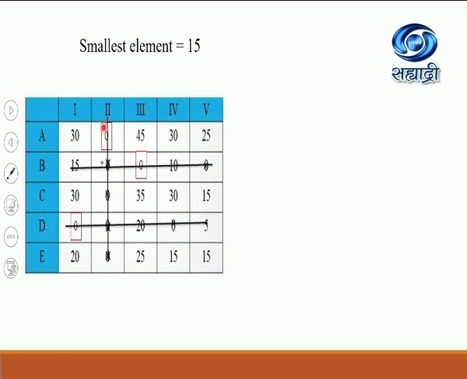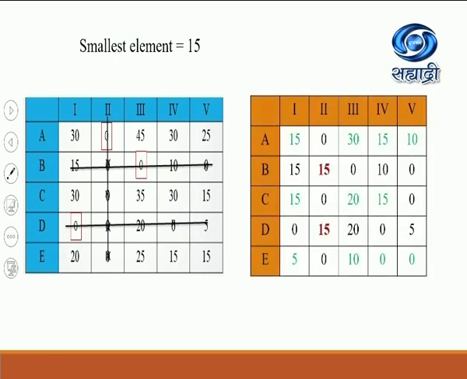So leave the covered elements as it is. Now see this number and this, they are the intersected ones. So here we will add 15. So see the new matrix which we obtain after subtracting: 15 0 30 15 10, 15 15 0 10 0, 15 0 20 15 0, 0 15 20 0 5, 5 0 10 0 0.